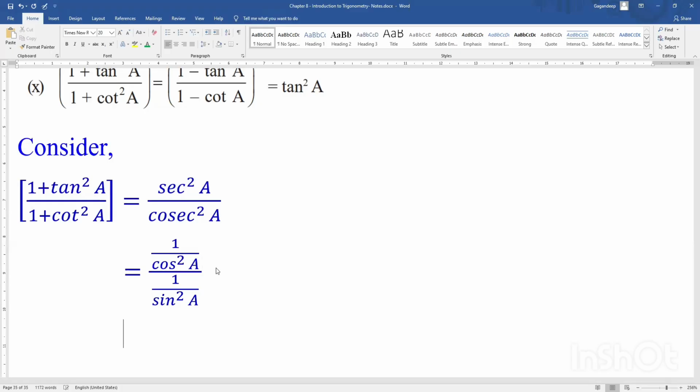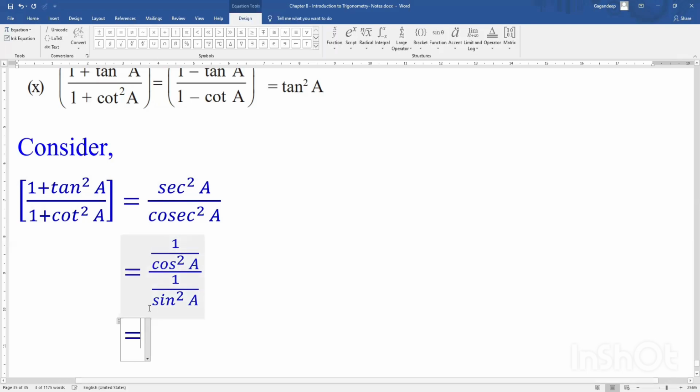Then, when we have this division of fractions, I'll tell you one technique. First, write the numerator part. We have the numerator as 1 by cos square A, so I'm going to write 1 by cos square A.